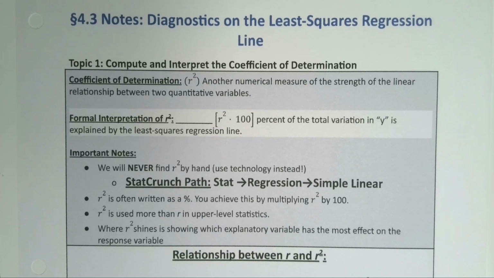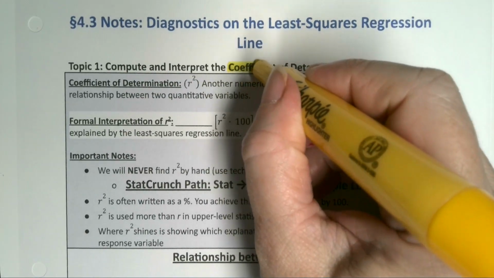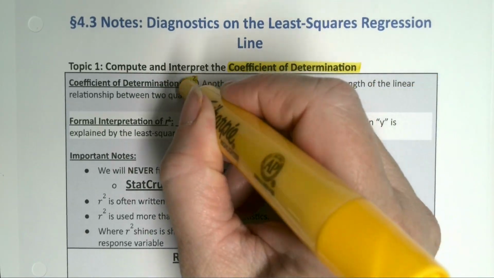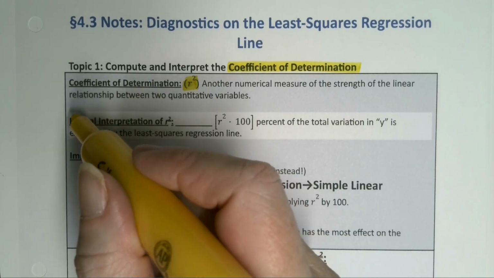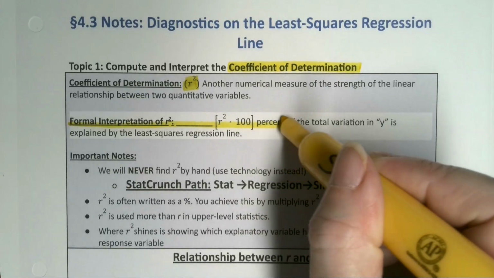In this last section of Chapter 4, we're going to look at some diagnostics on the least squares regression line. In particular, we're going to look at something called the coefficient of determination. Now, the coefficient of determination is r squared, which literally means the correlation coefficient squared. So it's another measure of the strength of a linear relationship. Now, it has a very formal interpretation that we're going to use regularly.